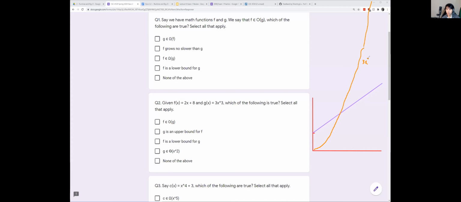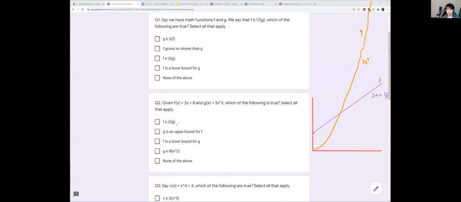My drawing is not perfect. The curve would be more smooth. And then this is, in this case, 2x plus 8. So this is f, and this is g here.